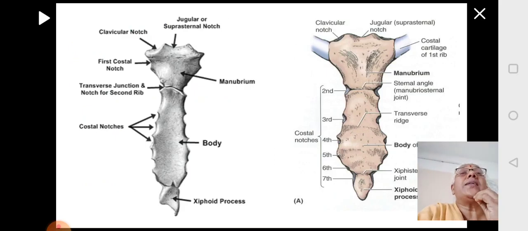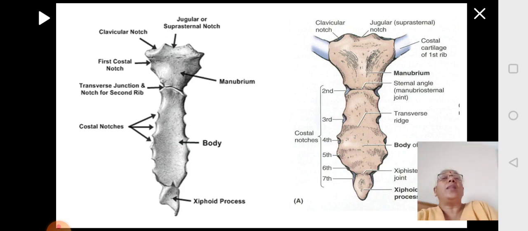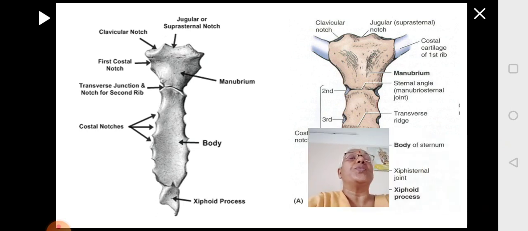So in this picture on the left side, you can see the sternum. The first part is the manubrium. On the top there is the suprasternal notch. On the sides there is the clavicular notch. Then you have the angle of the sternum between the manubrium and the body. Then on the body you have costal notches. Then in the end there is the xiphoid process. All these notches will be the region where there is articulation between the bones.